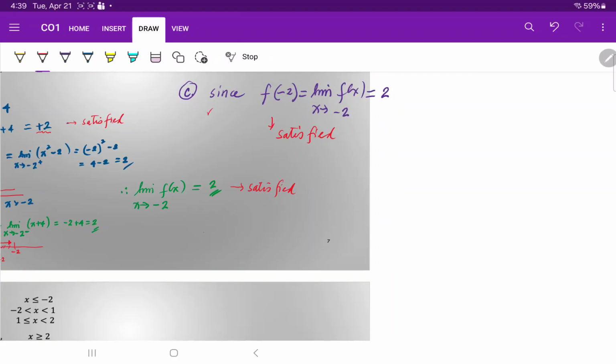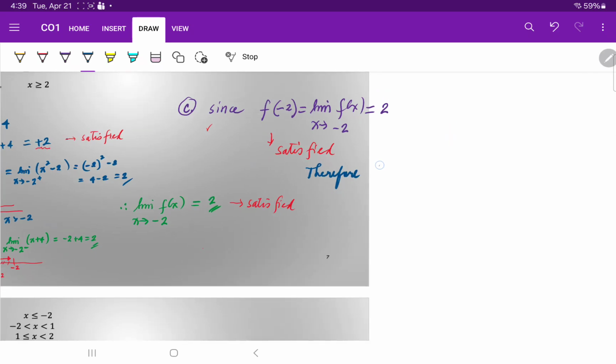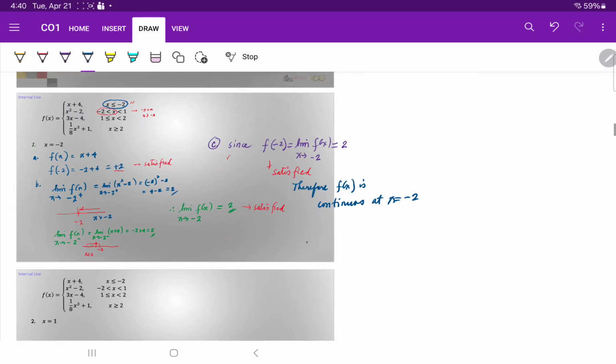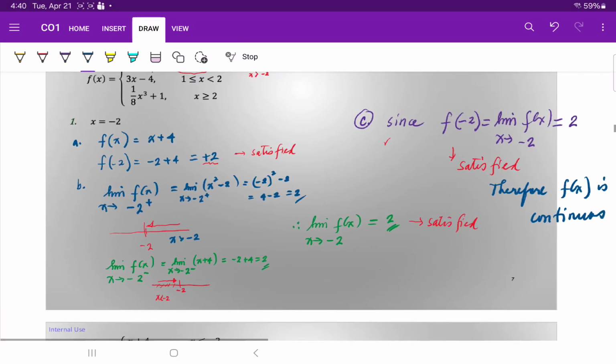So since all of them, the first, second, and third condition, are satisfied, then we conclude therefore, let's write the conclusion here. So our conclusion is that, we'll just simply say that, therefore we say that f of x is what? Continuous at x equals negative 2. Alright, so that is at x equals negative 2.